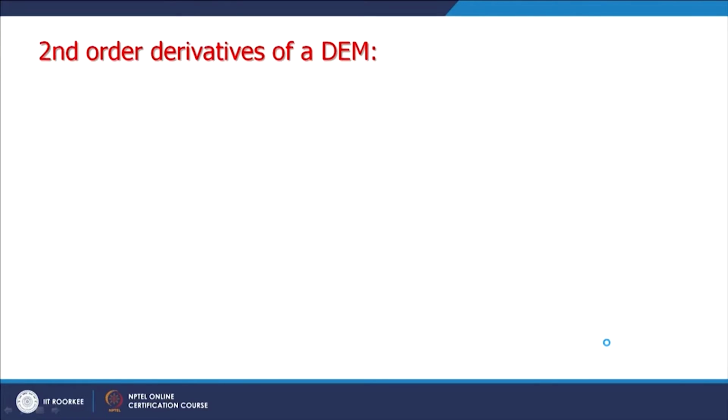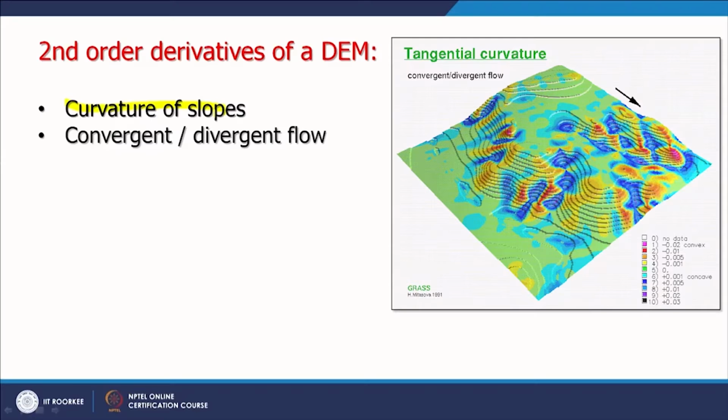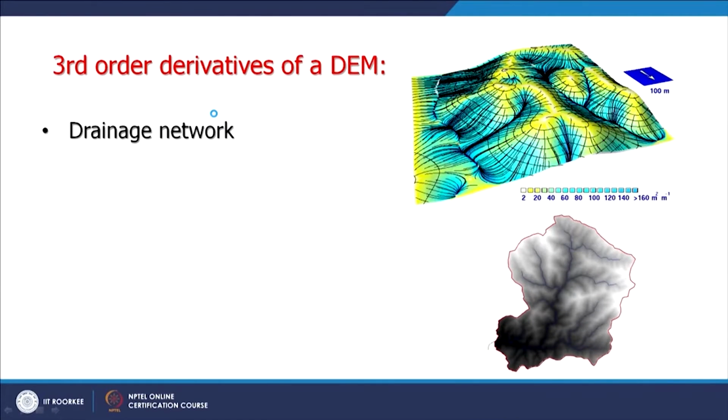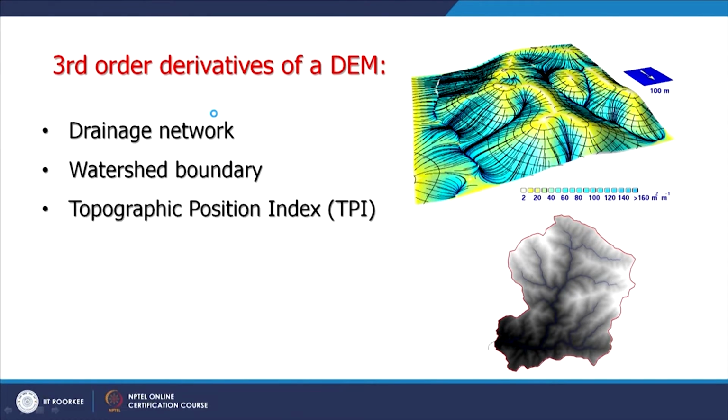Now among the second order derivatives, we have already discussed a few of them, like curvature of the slopes, different types of curvature: total curvature, standard curvature, convex, concave, all these curvatures we have discussed. Then we have also convergent and divergent flow. Such analyses are useful from an erosional or depositional point of view. And then under third order derivatives comes the drainage network, and that we will be discussing in future. Also the watershed boundary, and all this will come through surface hydrologic modeling.